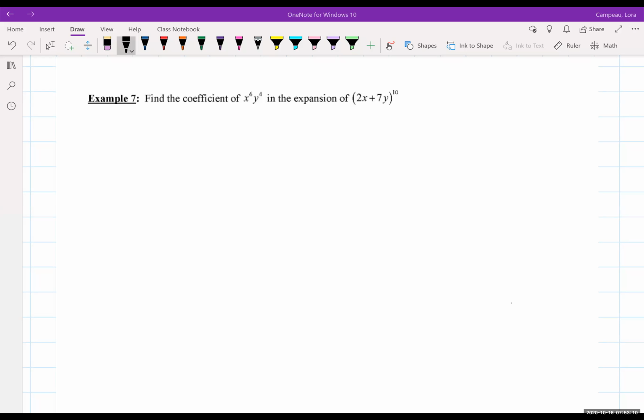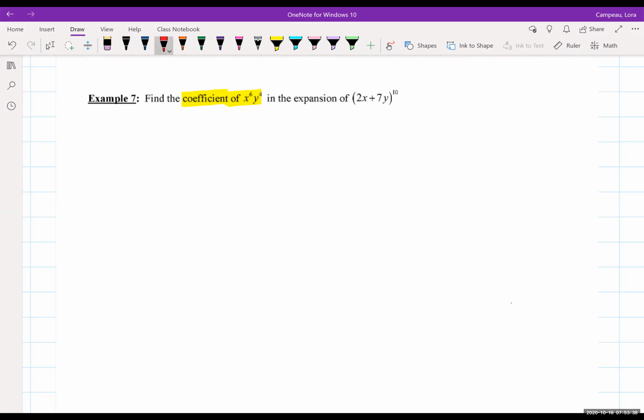A slight variation on some of the previous problems. This time around, we are asked to find the coefficient of the x to the sixth, y to the fourth term, whatever that happens to be, in the expansion of (2x + 7y)^10. So right away, whenever I'm trying to find this, I probably want to figure out what term I'm on.